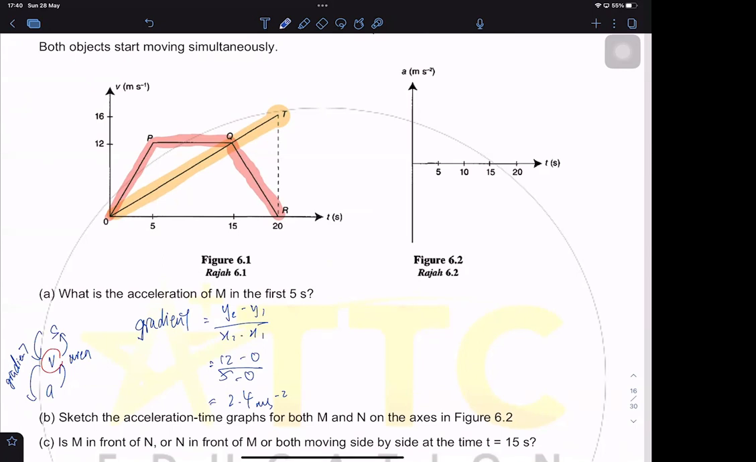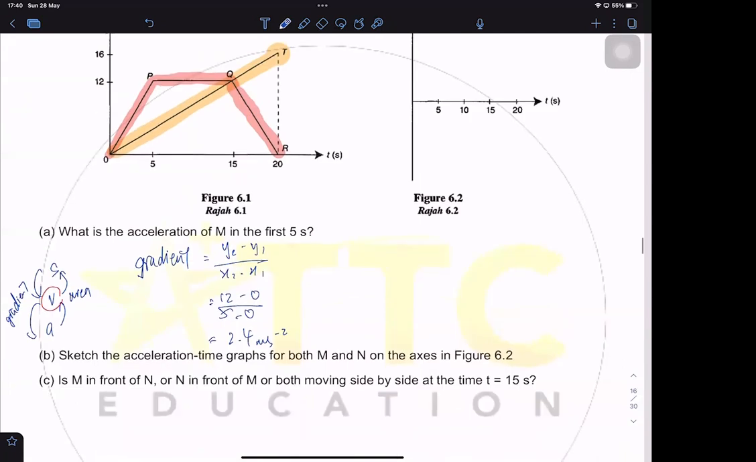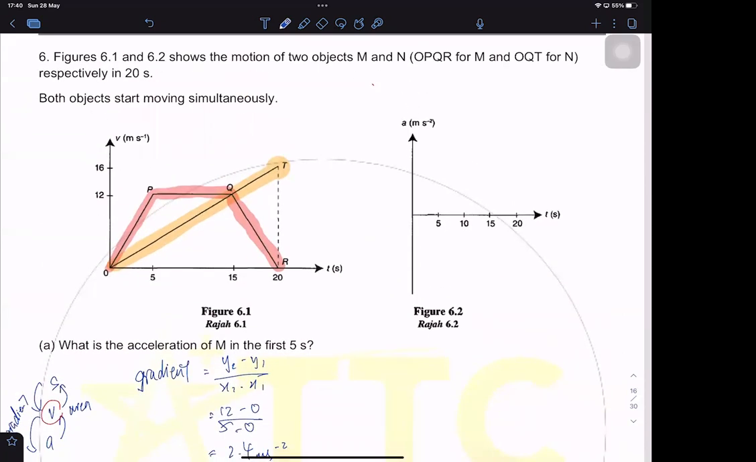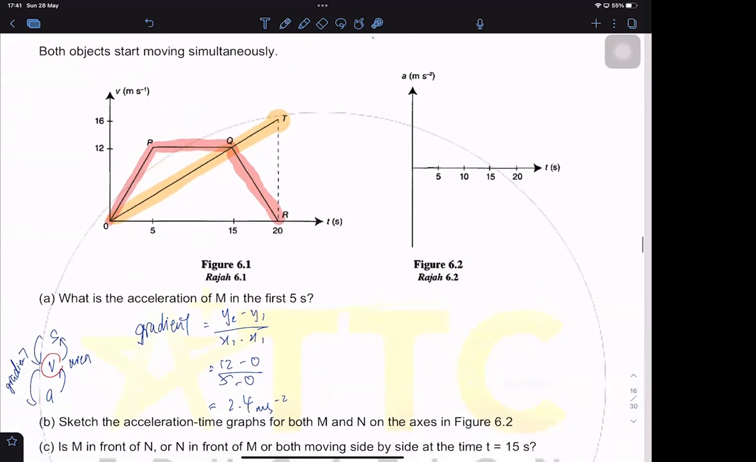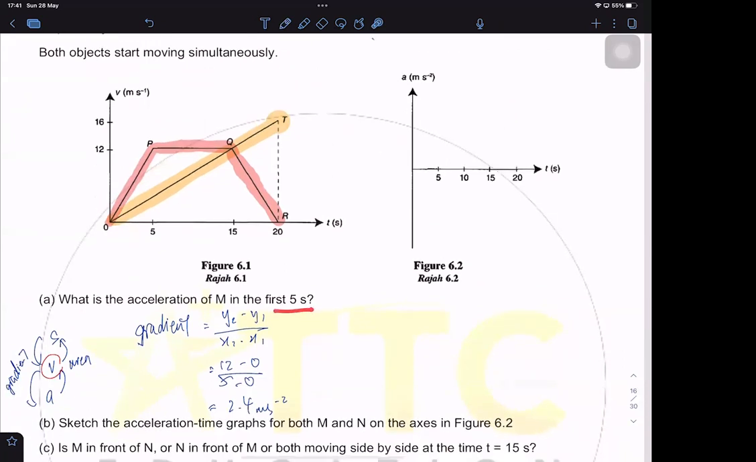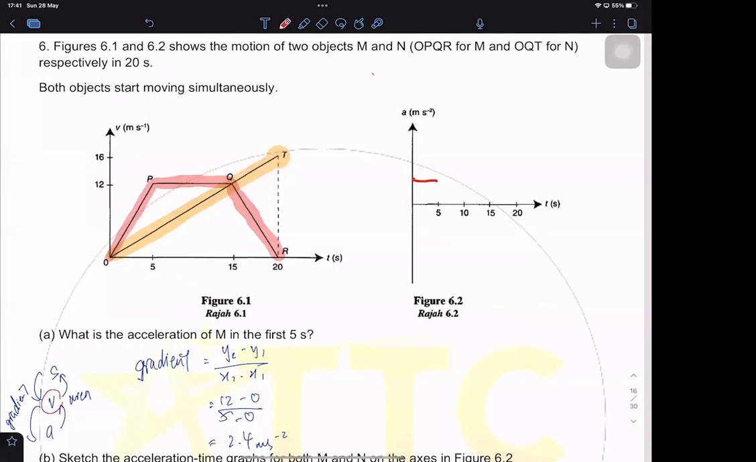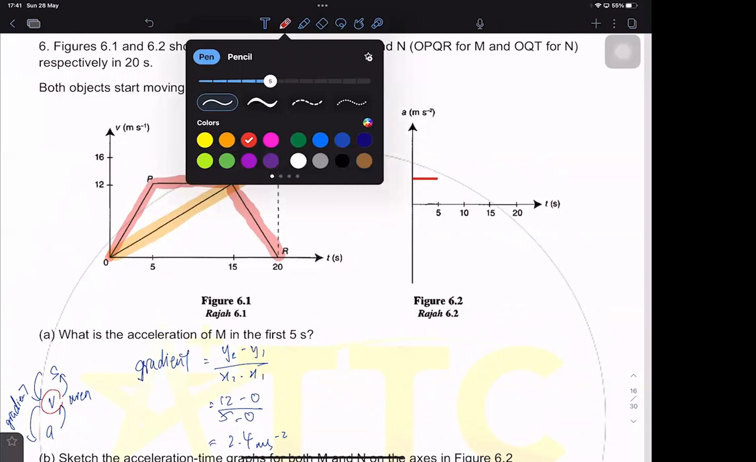Sketch the acceleration time graph for both M and N on the axis in 6.2. So now we have to convert the velocity time to acceleration time. Let's draw the Malaysia car first. We already know that the first 5 seconds, the Malaysia car acceleration is 2.4. So let's start there.